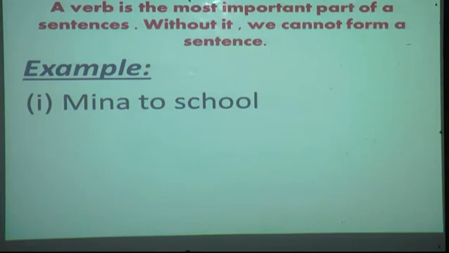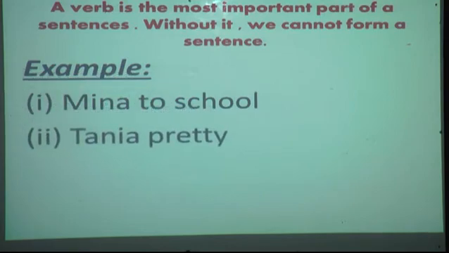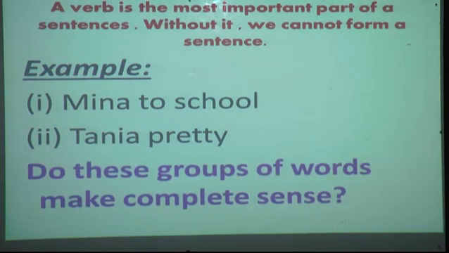Now here we will see two examples. First is Meena to school and Tanya pretty. Does this sentence make any sense? Do these groups of words make complete sense? No. Why? Because here the verb is not mentioned. So this shows that verb is very important in each sentence.